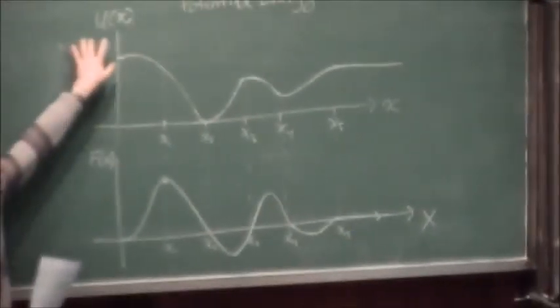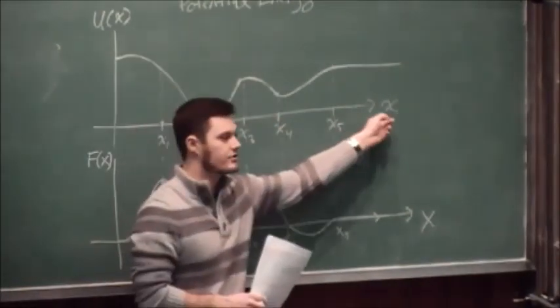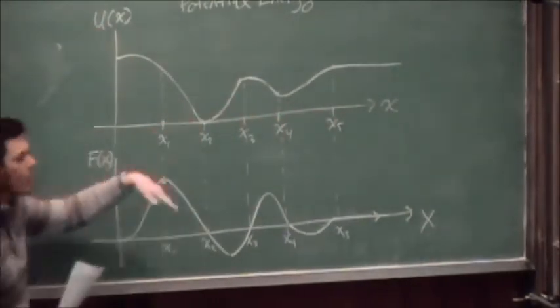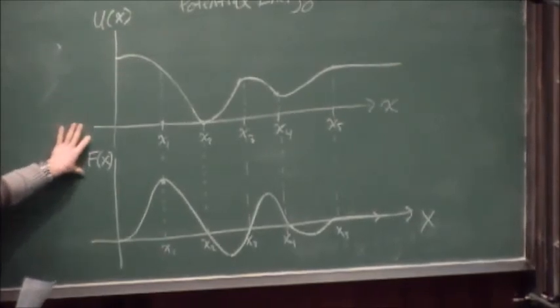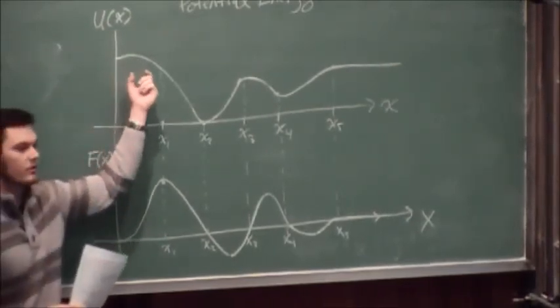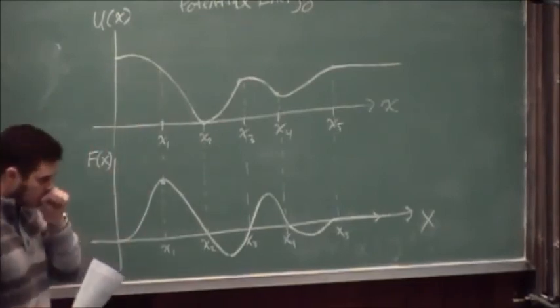So up here I have the potential energy as a function of position, and I've just drawn some arbitrary path. This doesn't really mean anything. Below it is the force that's associated with this potential energy. Okay.